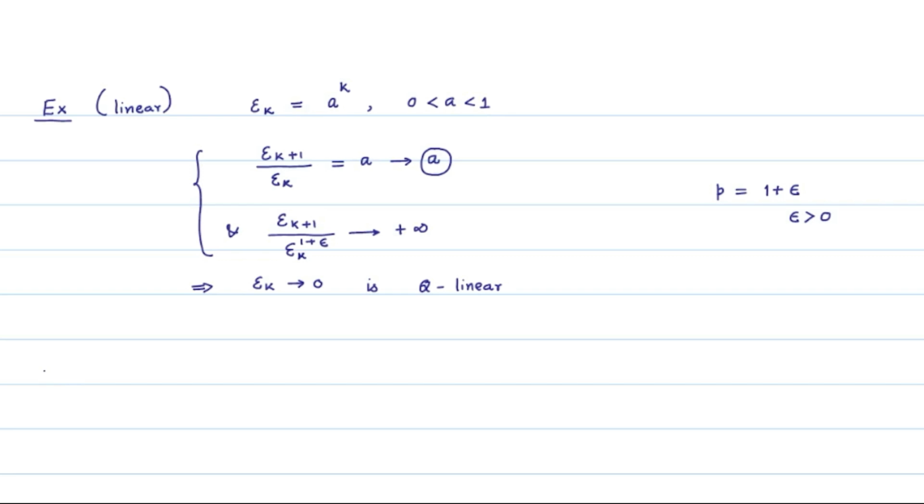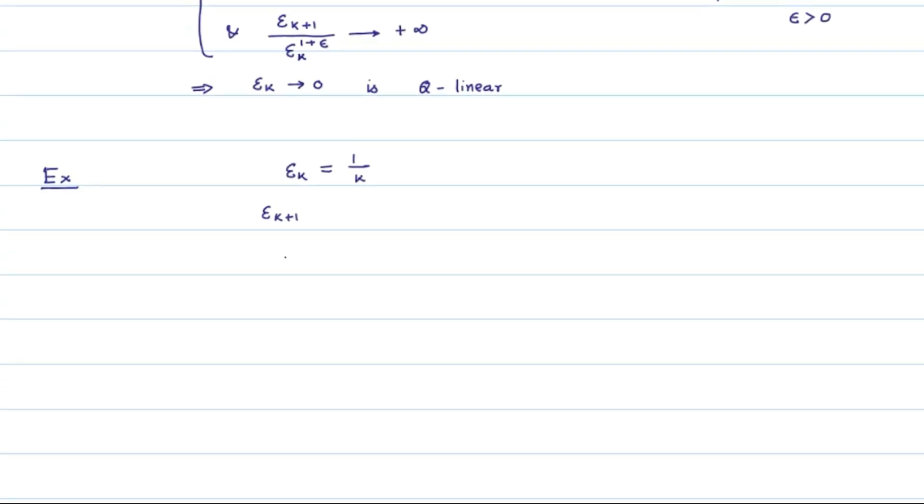Let us consider the next example as the sequence epsilon k is equal to 1 upon k. For this sequence, we see that epsilon k plus 1 divided by epsilon k converges to 1, and for any number slightly bigger than 1, we get epsilon k plus 1 divided by epsilon k to the power 1 plus epsilon diverges to positive infinity. And hence we have p star is equal to 1 with asymptotic error constant is equal to 1. So this convergence is q sublinear.